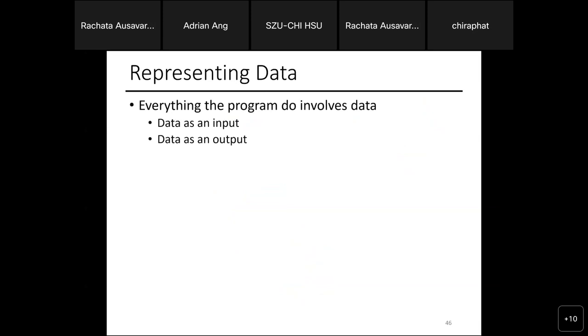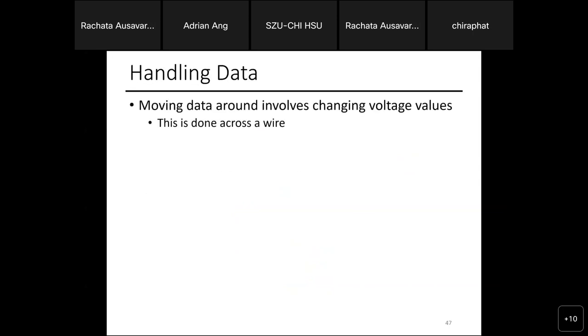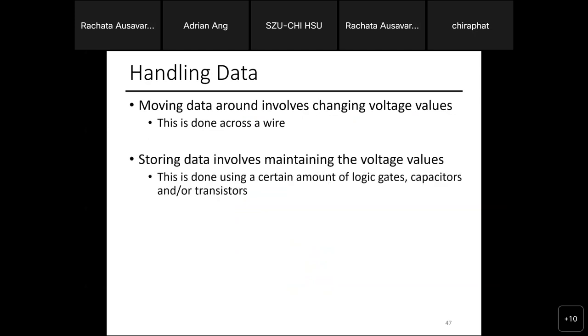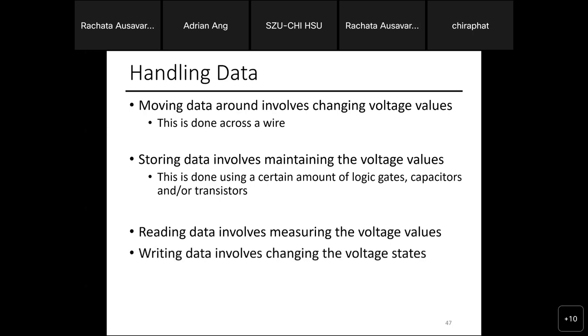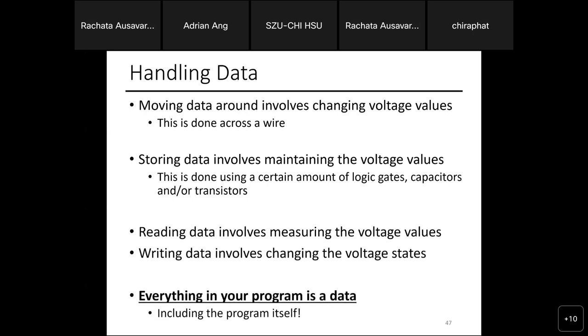All right, so representing data is binary: data as an input, data as an output, data in binary. You handle data by moving it around by changing the voltage value. That's it. Every single clock cycle, you send a piece of data, done. Every single clock cycle, send another piece of data, done. You store the data you work with as just a voltage value. Reading means I measure the voltage: is that a 1 or a 0? Writing means I change the state of my storage from 0 voltage to 1.5 voltage, for example. Everything in your program is data. So once you have this concept, it means that if you can control electrical signals, you're good. You can have a functioning computer.